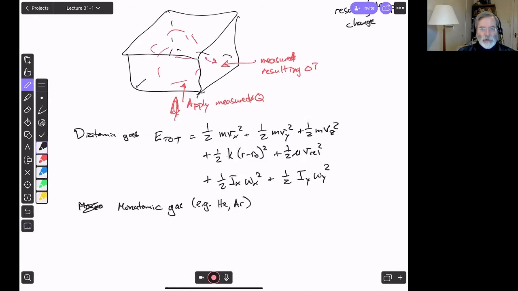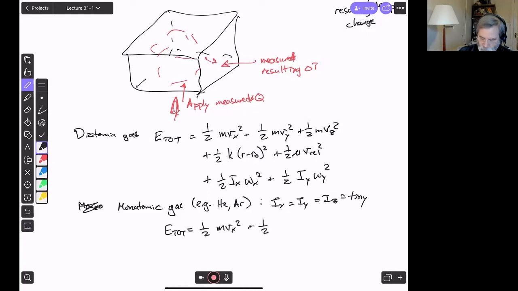If we think about the moment of inertia of a monatomic gas, it's tiny no matter what axis you're talking about, because all the mass is in the nucleus. And so Ix, Iy, and Iz are all tiny. So you're always in the ground state for rotations for this monatomic gas. Also, there are no vibrations because there's nothing to vibrate with respect to. So the total energy for a monatomic gas consists only of the translational components.